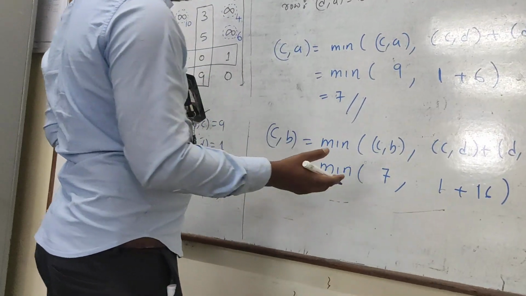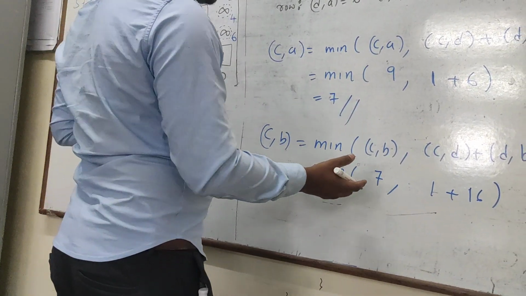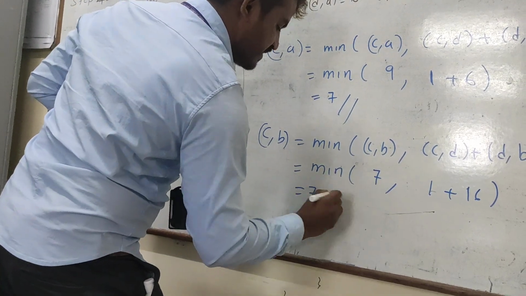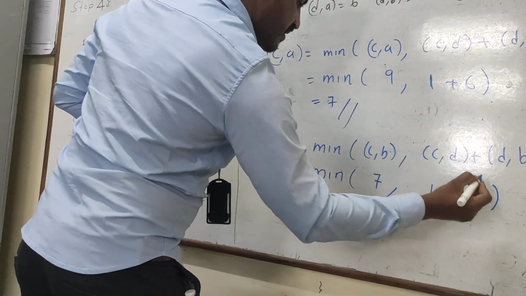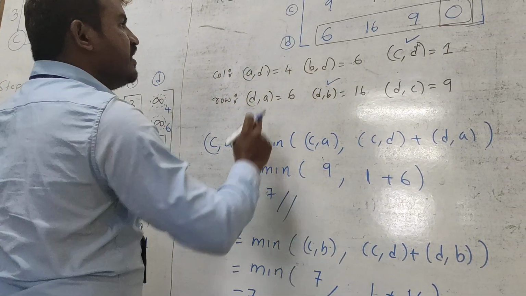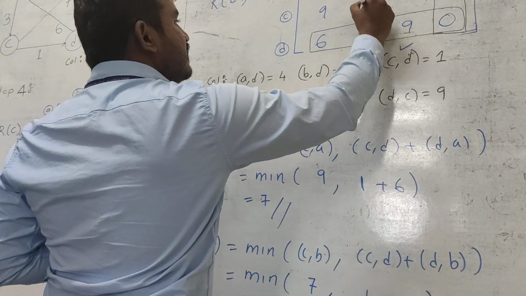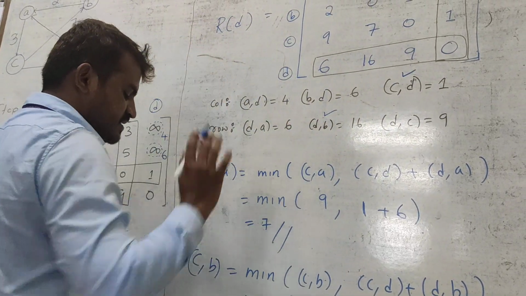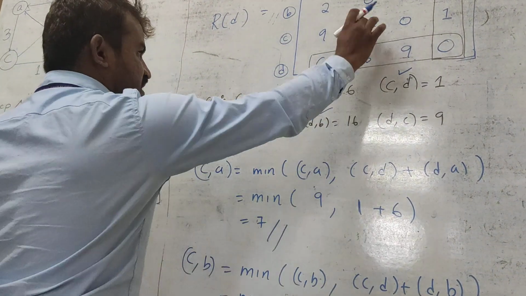Then compare this. Is 17 better or is 7 better? 7 is lesser compared to 17. Then here comes C to B, where 7 is there. No need to replace, already 7 is there.